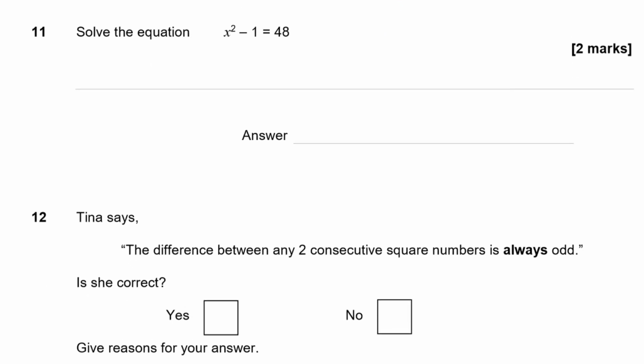Question 11. Solve the equation x squared minus 1 is equal to 48. Okay, first off, moving that over there, I'm going to get x squared is equal to 49. So then x is equal to the square root of 49, which is equal to 7. But don't forget, when you square root, you get two solutions.